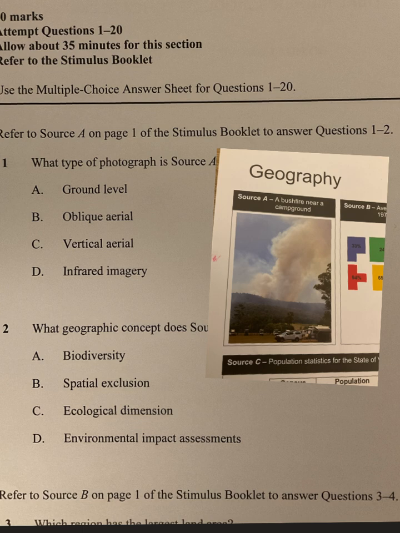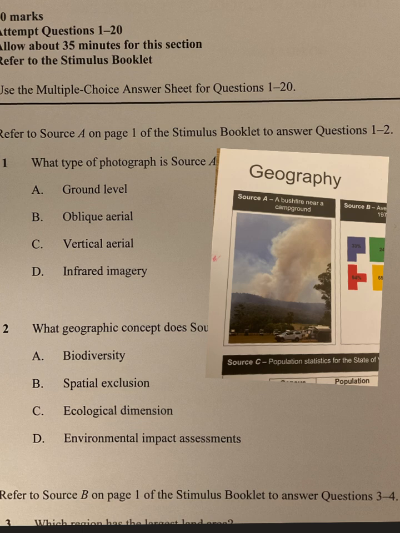The next one is the geographical concept. It's not biodiversity because we don't see an abundance or a range of different species going on here. Spatial exclusion is a term that we know from urban dynamics, so having areas or access to areas and freedom, things like your gated communities. The answer is C, an ecological dimension. An ecological dimension is something that is happening in the environment that is noteworthy.